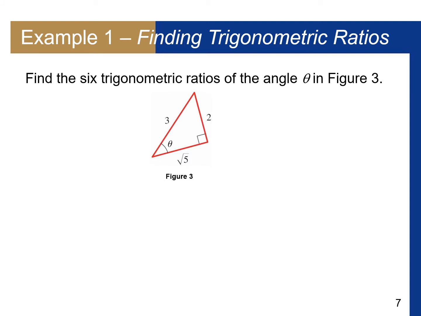Find the 6 trigonometric ratios of the angle theta in figure 3. So here we have theta being this angle below. You always want to make sure that you definitely have a right triangle. You don't want to be tricked by not having a right triangle and then using something that will not work for a triangle that is not a right triangle. We'll say triangle that's not a right triangle.